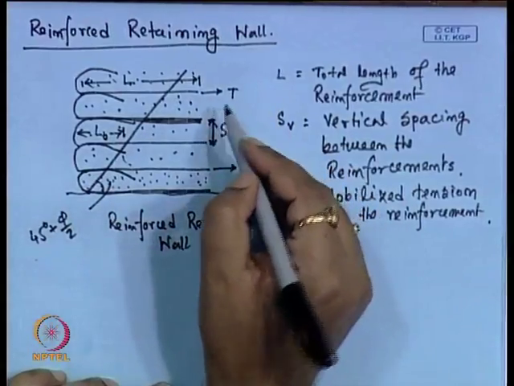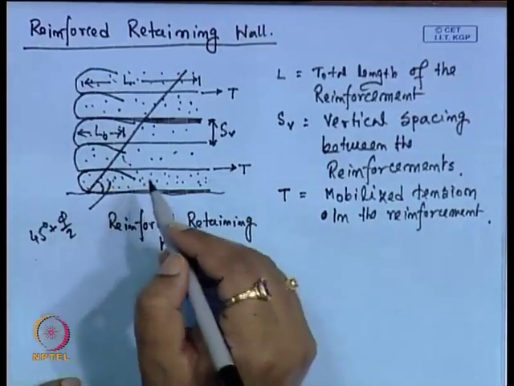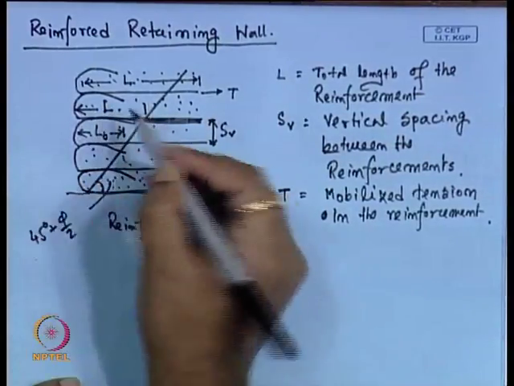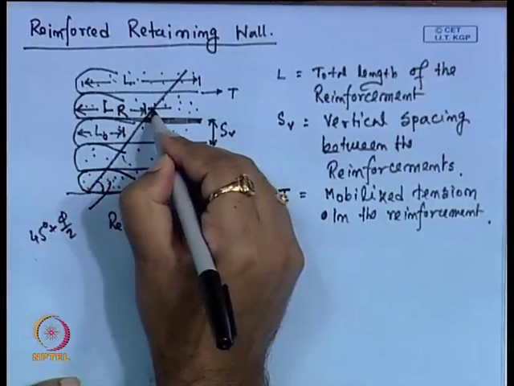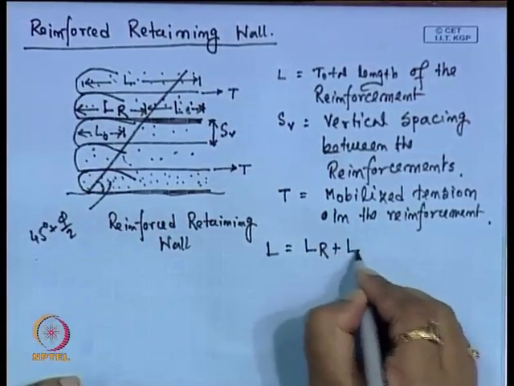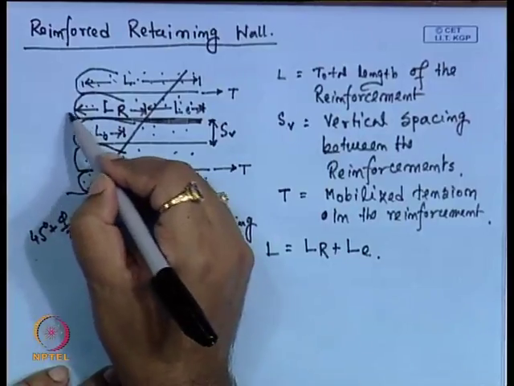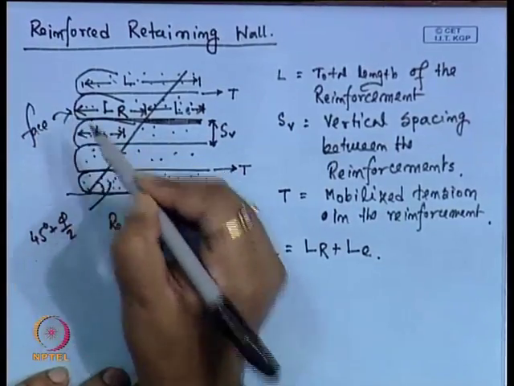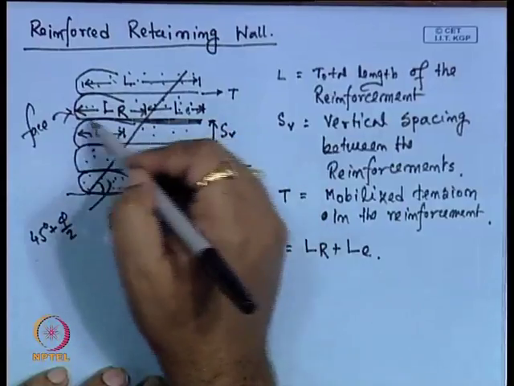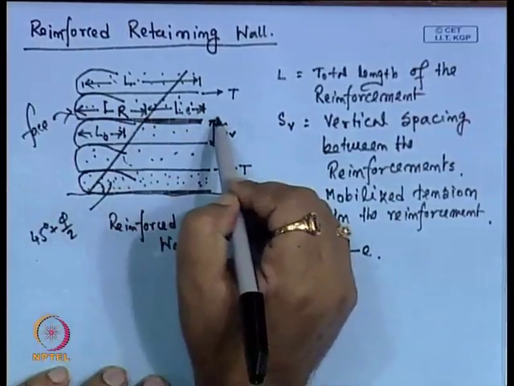Now, when you talk about S V and the length, we can see that this is the failure surface of the reinforced earth, and we can divide L into two parts. One is L R and the other is L E. So, L is equal to L R plus L E. Now, what is L R and what is L E? L R is the length from the face of the reinforcement to the failure surface. So this much of the reinforcement is within the failure zone. L E is the anchorage length, which is from the failure surface to the end of the reinforcement.